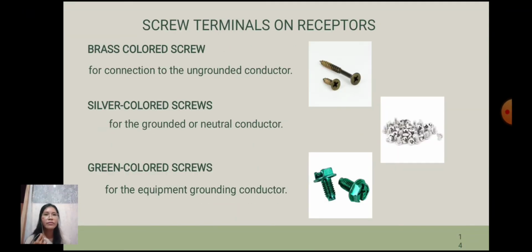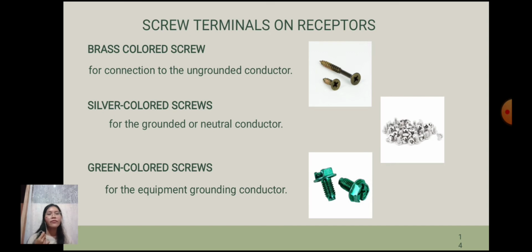And then we have, the screw terminals on receptacles are color coded. So we have the brass, silver, and green colored screws. The brass colored screw is used for the connection to the ungrounded conductor, the silver colored screw is for the grounded or neutral conductor, and the green colored screw is for the equipment grounding conductor.